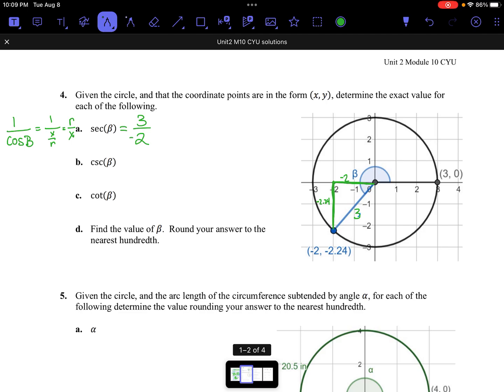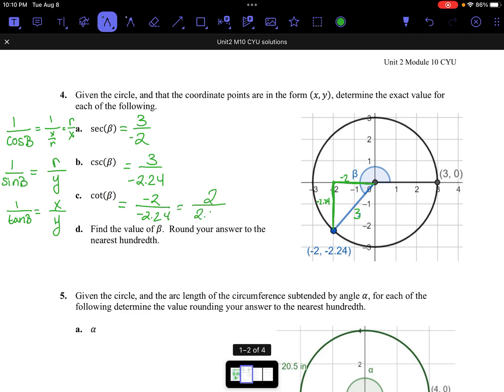Now, cosecant, remember, is the reciprocal, 1 over sine of beta, which another way of writing would be r over y, since we're looking at our vertical distance here. So in this case, we would have 3 over negative 2.24. And last but not least, cotangent, which is the reciprocal of tangent, would end up being x over y. And so in this case, we would end up with negative 2 over negative 2.24. But since they're both negative, it would actually be positive, which makes sense since we've talked about how the slope of the terminal ray in quadrant 3 should end up being positive.